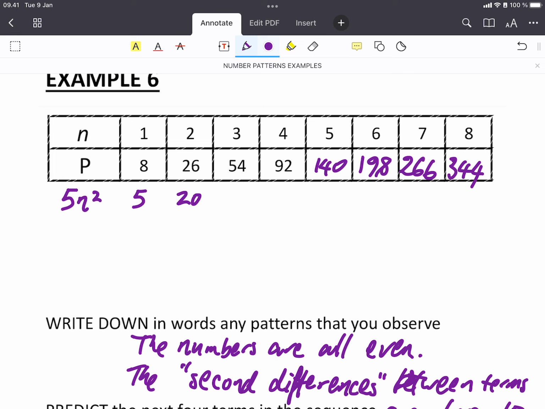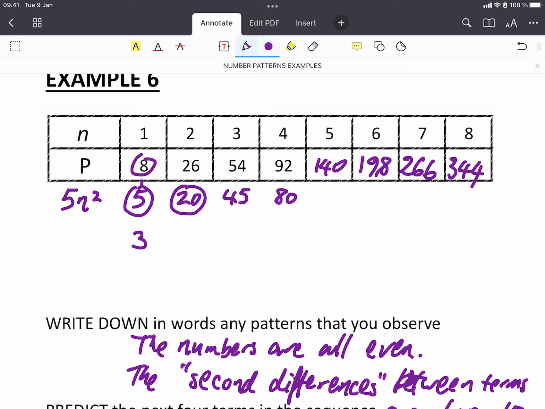5 times 3 squared, so 5 times 9 is 45. 5 times 4 squared, so that's 5 times 16, which is 80. So we're not getting the numbers that we want, but let's just see what we need to do to get to those numbers. So we're getting 5, we want 8, so we're short by 3.